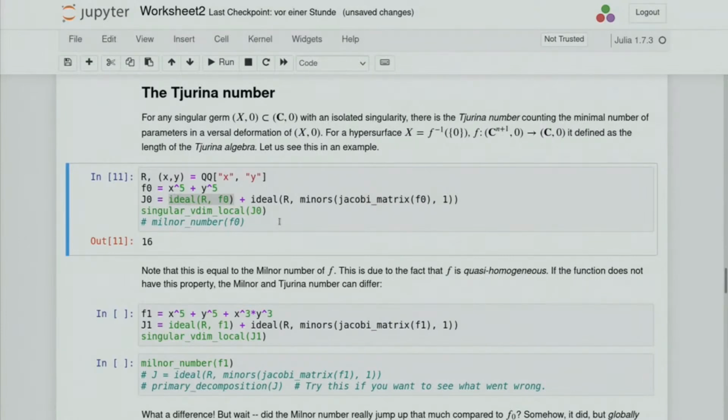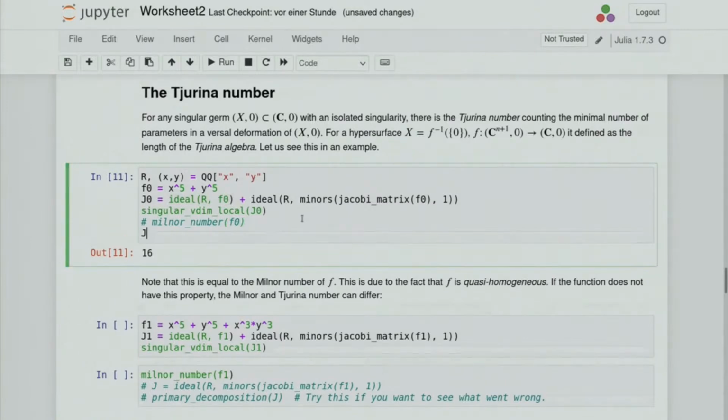And we see the dimension is 16. Anna, is this correct? This is correct. We had a square of length 4 on the sides for the Tjurina number of this hypersurface. Now we add another summand. Let's have a look at this ideal. No surprises here: x^5 plus y^5, x^4, and y^4.